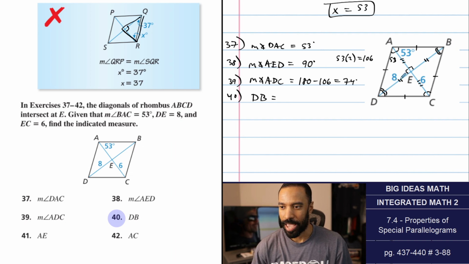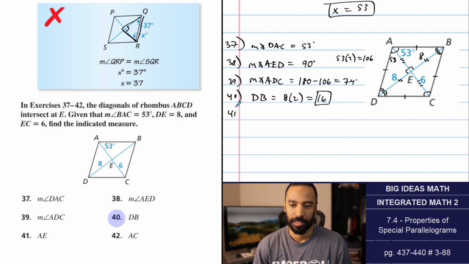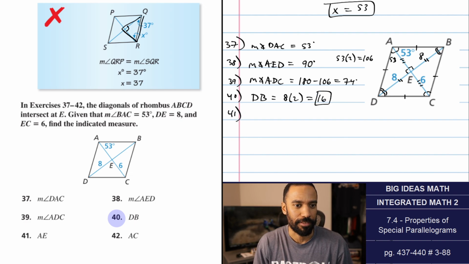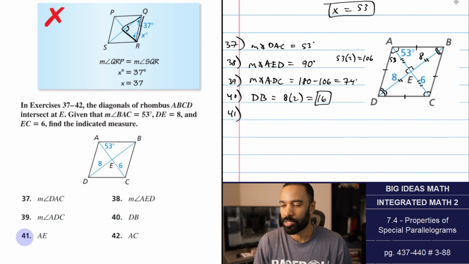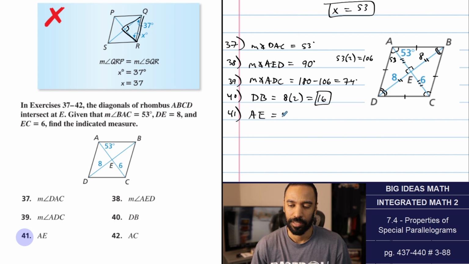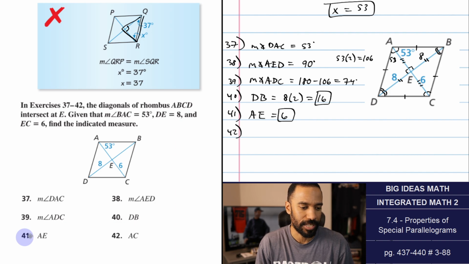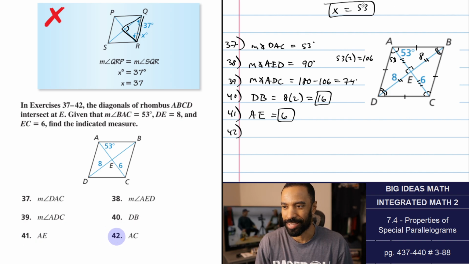Number 40, the length of DB. DB is the entire diagonal. Now, this diagonal's got bisected. If this is 8, so is that. So DB is 16. Double the 8. Number 41, the length of AE. AE is congruent with EC. EC is 6. AE is 6. Number 42, the length of AC. AC is the entire thing of AE and EC, so it is 12.